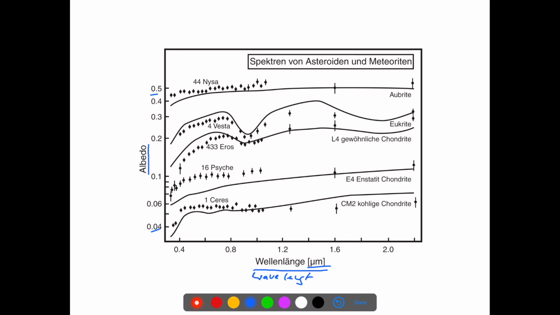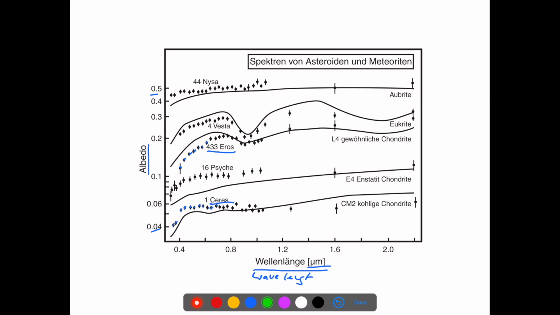Now the individual measurements of the reflection at a certain wavelength for an asteroid are shown here as these points. For example, for Ceres here, each individual point is one measurement, or for 433 Eros, each of these points here is one reflection spectrum.